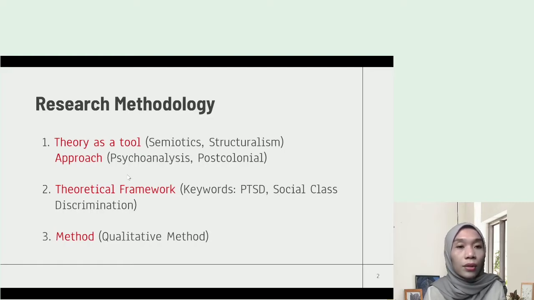Let's say you choose a theory as a tool, here semiotics or structuralism. That will be only the tool, but you need to find the concept in it. Or the approach, psychoanalysis. You cannot say psychoanalysis in a particular literary work, but you need to find a concept discussed in psychoanalysis, because that's only an approach. For example, post-traumatic stress disorder. So you have the approach, psychoanalysis, then you need to find a concept, a technical term, to elaborate the issue in the story.